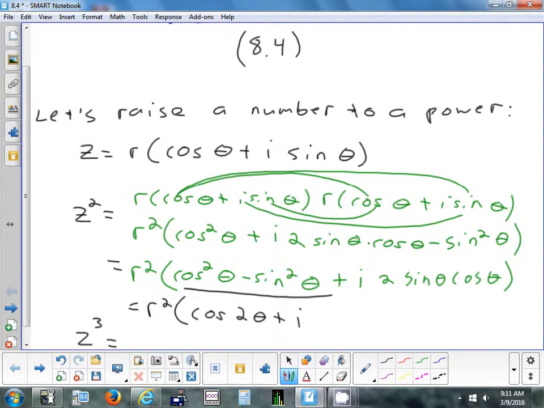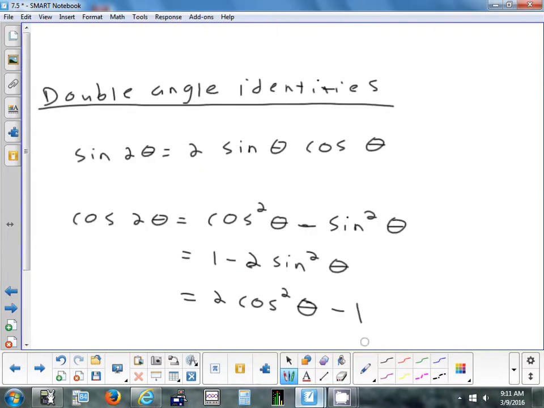Now let's look at that last part, 2 sine cosine. Does anybody recognize what 2 sine cosine is? Sine 2 theta. And that's why I wrote it in the order I did, so you'd recognize it. Okay. 2 sine cosine is sine 2 theta.